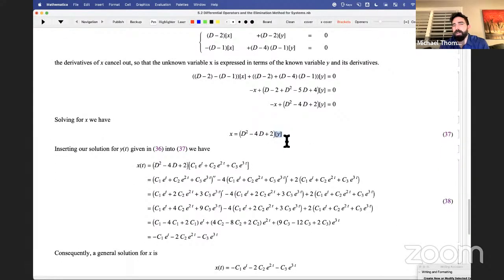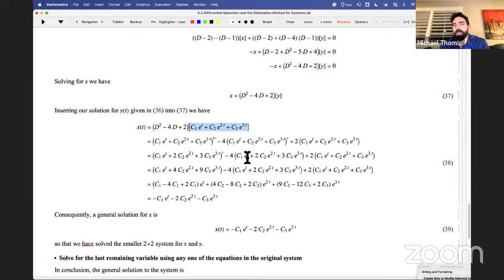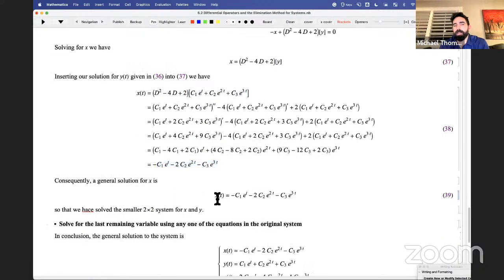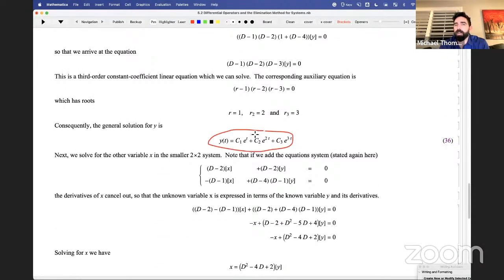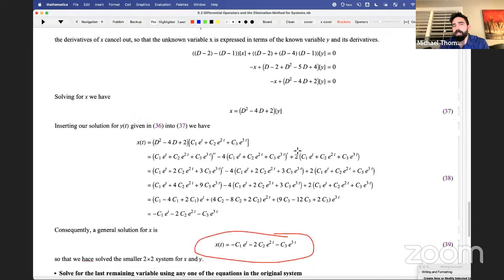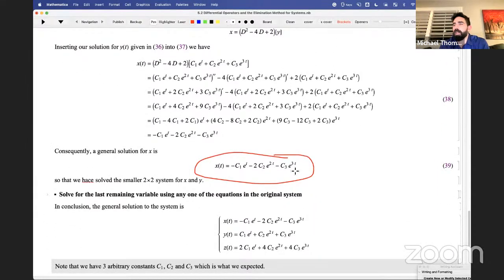Okay, so then when you take your known solution y, you plug it in, push the operator through, simplify, and there's your solution for x. So now we've got x solved for, and we've got y solved for. You'll notice we're using the same constant since we used the shortcut. By the way, the system was third order, so we've already used up the constants. That would have added some extra work for us.